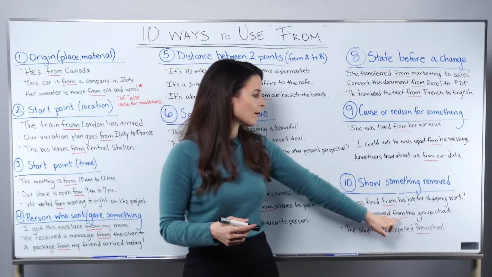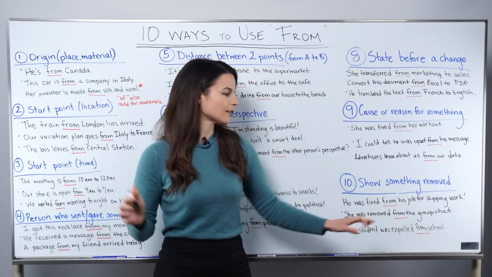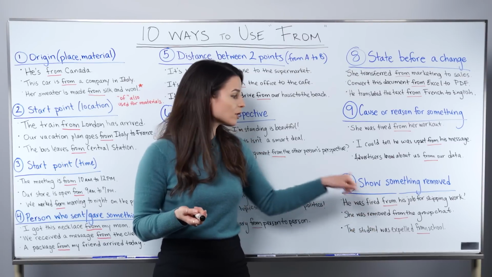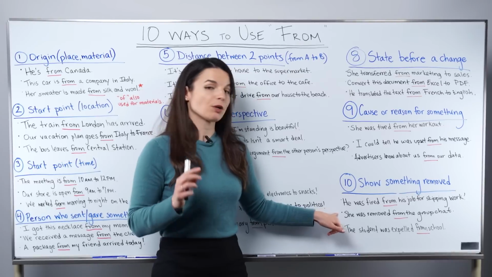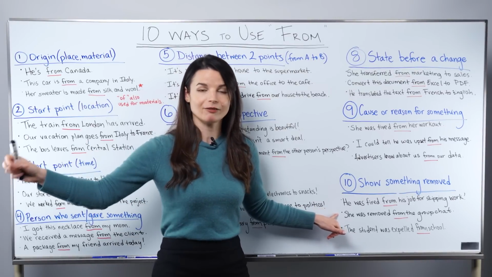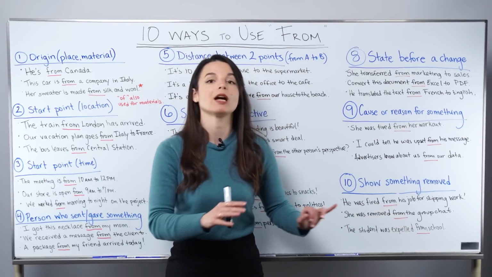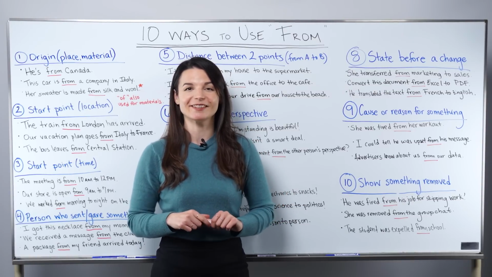So again, we have from before the thing the person was taken out of. So she was removed. An important thing to note with this use of from is showing us with the grammar of the sentence, this person did not choose to leave. That person was removed from something. So the grammar shows us it was not their choice. So keep this in mind when you come across sentences like these.